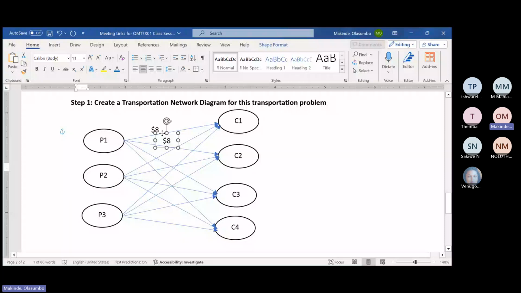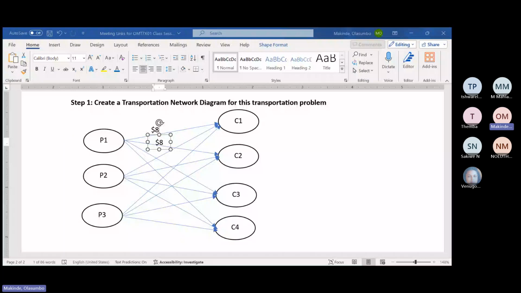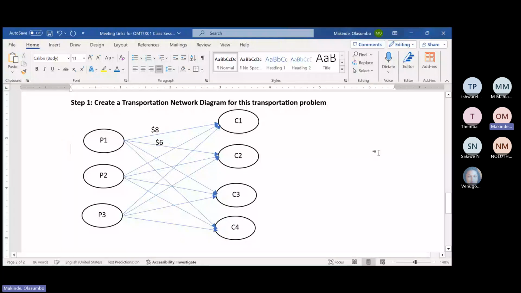Plant 1 to city 2, let me just place it closer to where I can see it so that it doesn't cross on the line. Plant 1 to city 2 is $6. So I'm going to add this to become 6.